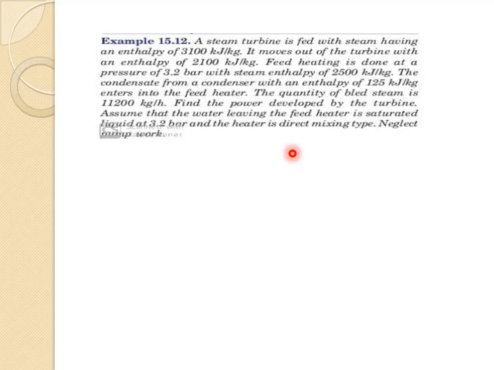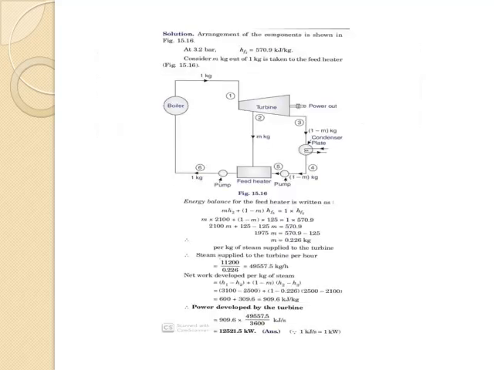The quantity of bleed steam is 11,200 kg per hour. Find the power developed by the turbine. Assume that the water leaving the feed heater is a saturated liquid at 3.2 bar and the heater is direct mixing type. Neglect the pump work. So this is the given problem. In this problem, what he has asked to find out is the power developed by the turbine. Okay, get the solution here.